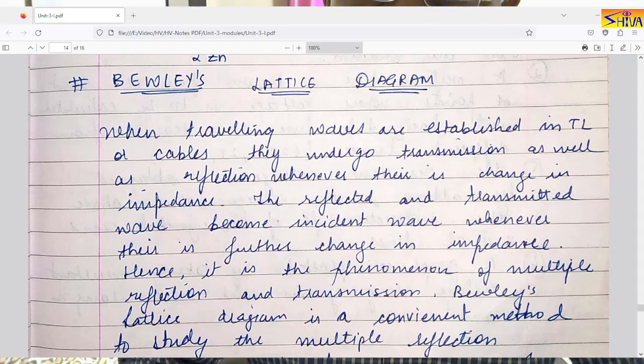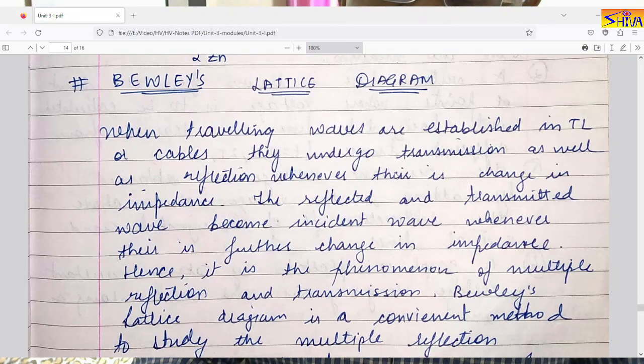In this video lecture, I will explain in general the multiple reflection and transmission of voltage and current waves, and how to compute the voltage as well as current at any point in the transmission line or cable by using Bewley's lattice diagram. Let us see what is Bewley's lattice diagram.